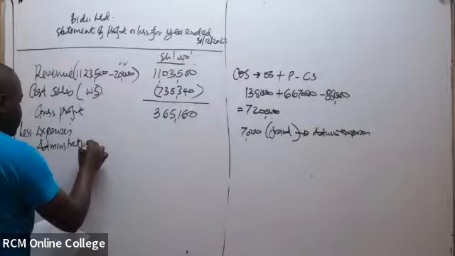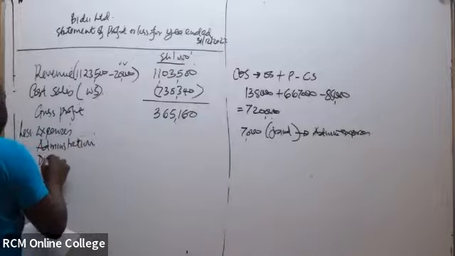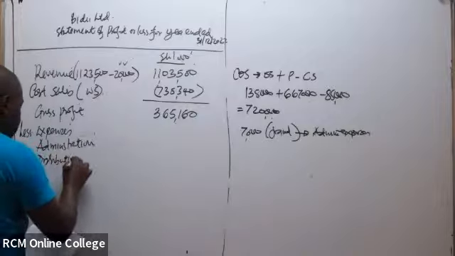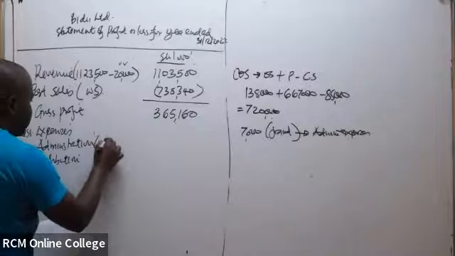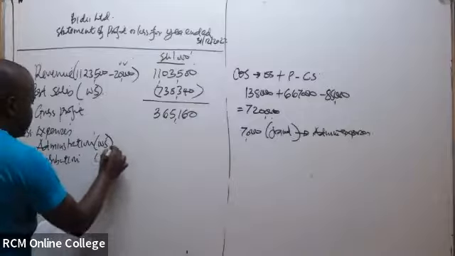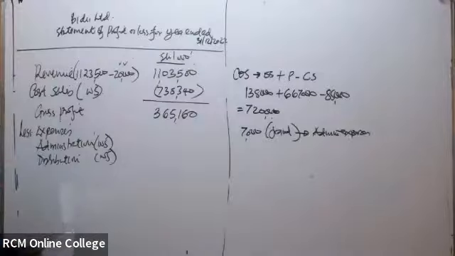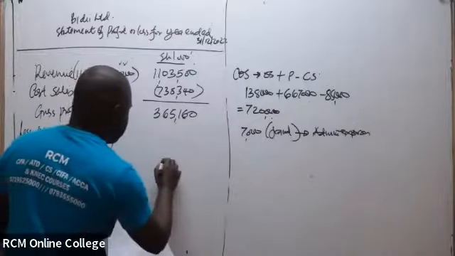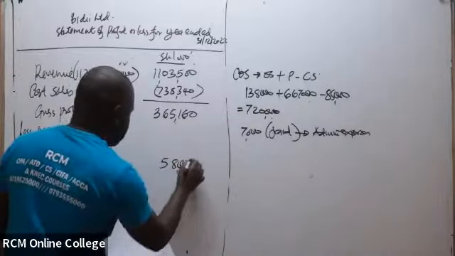administration expenses. We have distribution expenses, which we've done in this case under working 5. So distribution was coming to 58 million.